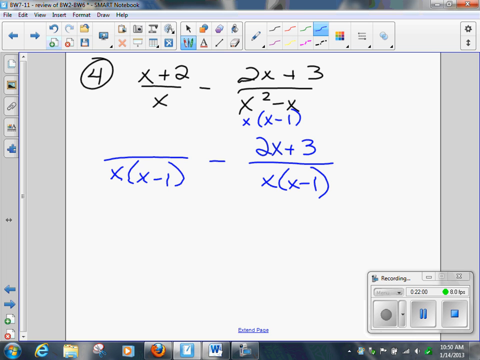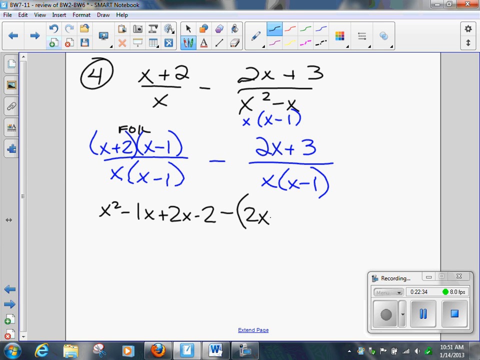What did I multiply to the denominator? X minus 1, which has to be multiplied to the top. Don't forget about what's already there. And it's a binomial. It is not x plus 2 times the quantity. It's a binomial times a binomial. What do you have to do with this first numerator? FOIL it out. X times x is x squared. X times negative 1 is negative x. Plus 2x minus 2 minus the quantity.